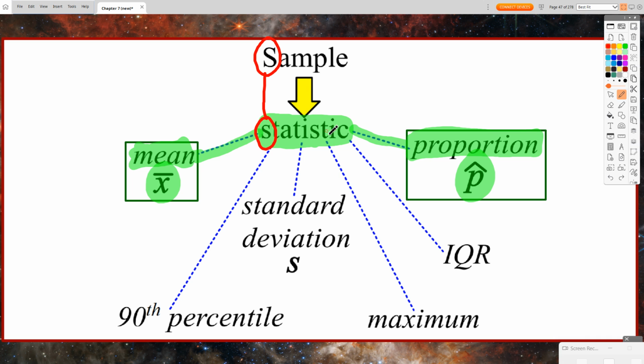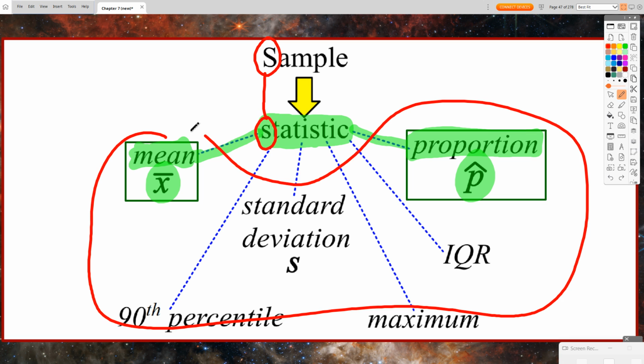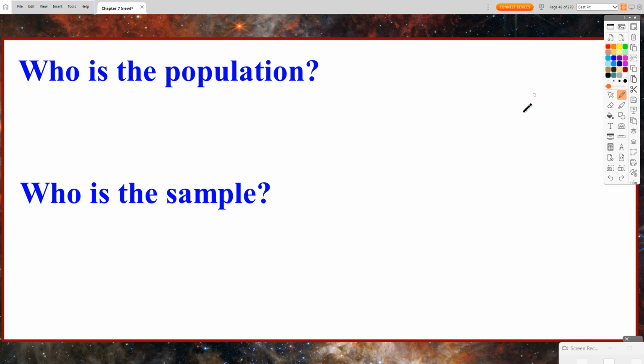These are all examples of parameters. A statistic is a value taken from a sample, and these are all of the different types of statistics. Not all of them, but just examples of statistics that we could take from a sample. How about that?